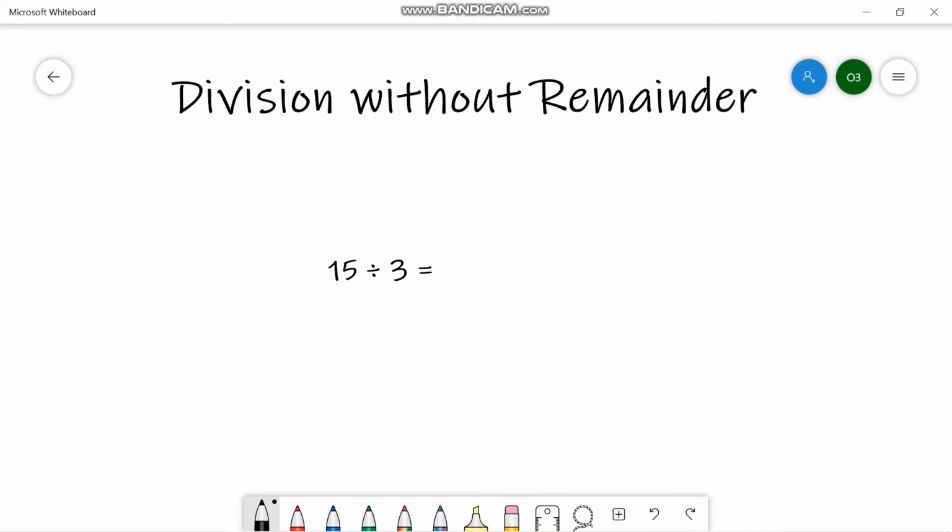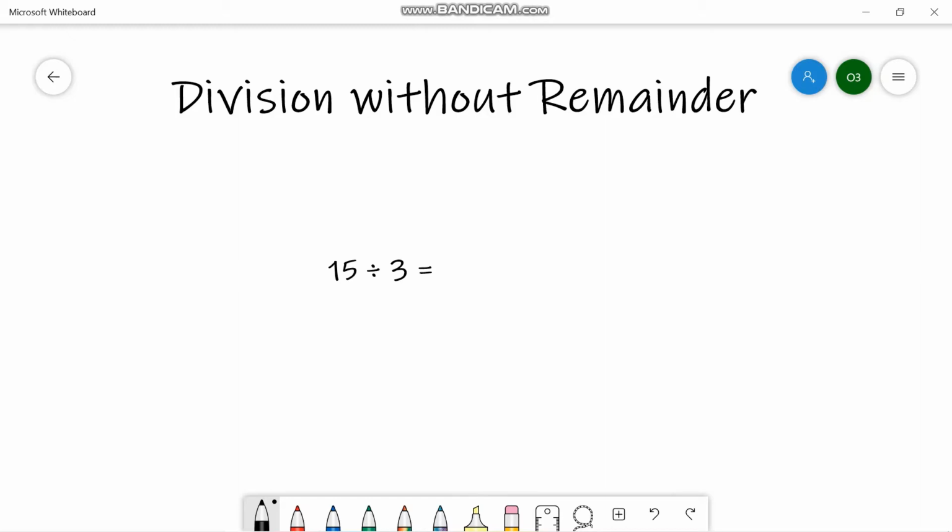All right. Before we continue with our lesson, let us first recall what a division is. When we say division, it means equal sharing or equal grouping. So in this example, 15 divided by 3, let's say I have 15 candies and I want to share them with 3 of my students. So I have to divide it or share it equally among my 3 students. So how will I solve this?